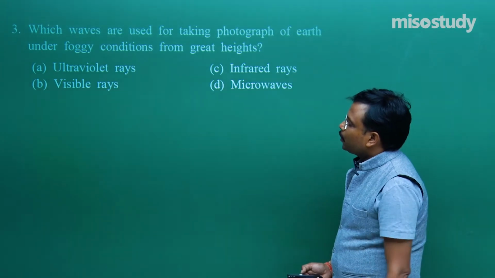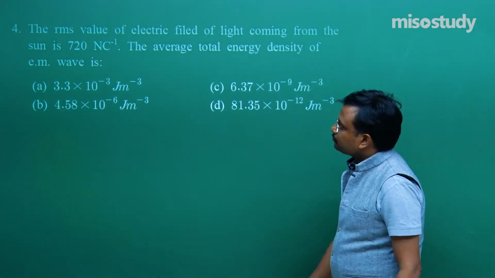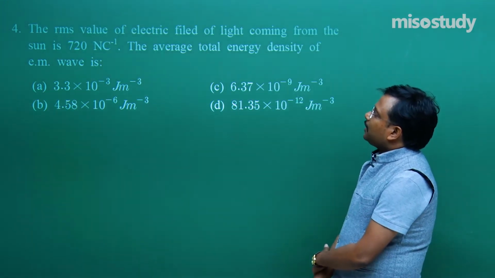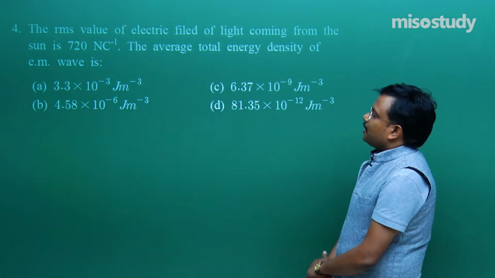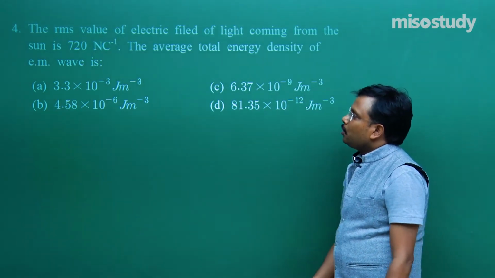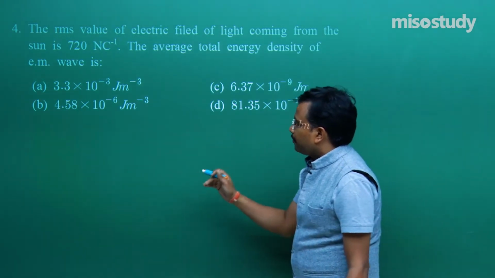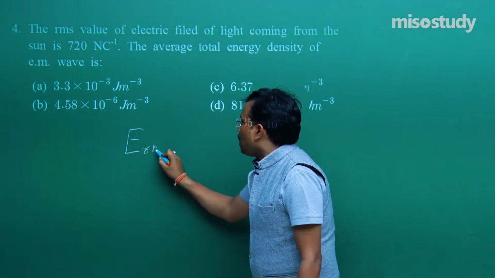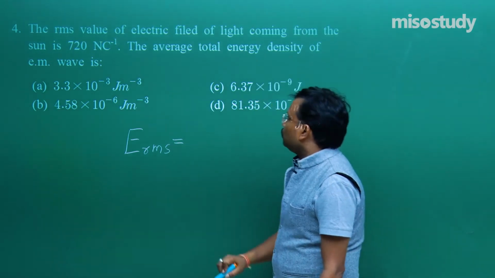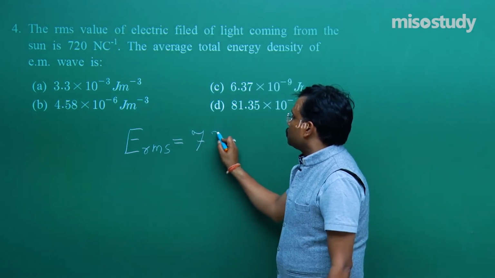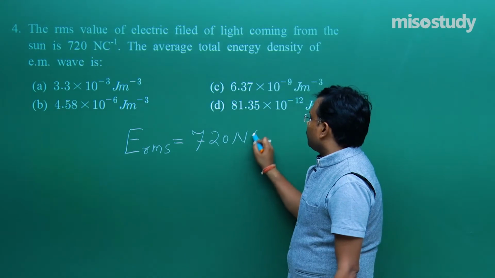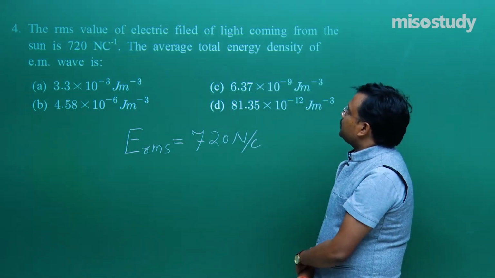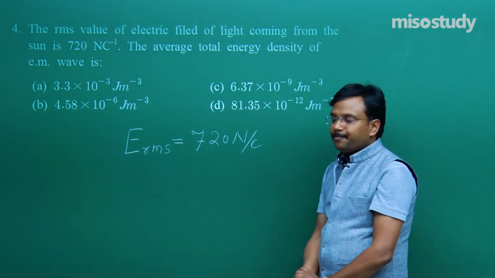Here comes your question number 4. Imagine the situation. The RMS value of the electric field of light coming from the sun is 720 Newton per coulomb, that is E RMS is equal to 720 Newton per coulomb, fine. What is the average total energy density of EM waves?